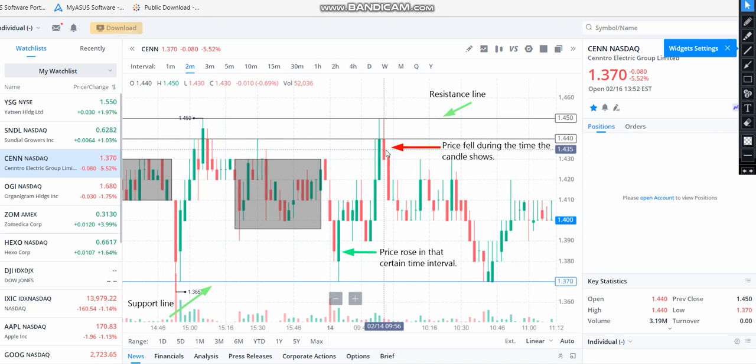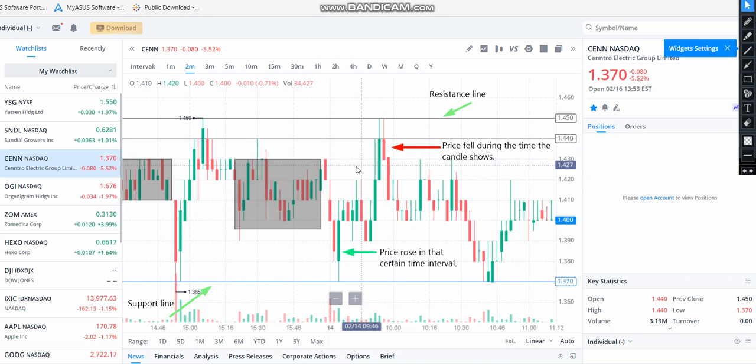So, the candles are two different colors. A red candle is going to insinuate that the price fell during the time the candle shows. And when I say it fell, I'm going to say that it opened higher than it closed at. And when I say it opened higher than it closed at, the opening price is right here. It means it fell all the way down to here in that 2-minute interval. Since I have it set on 2 minutes right here, each of these candles represent 2 minutes.